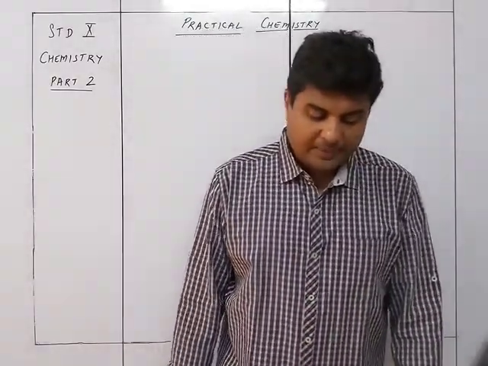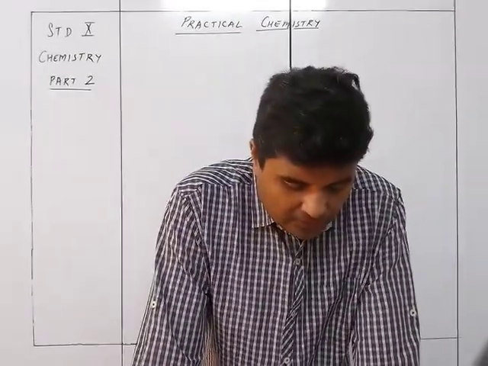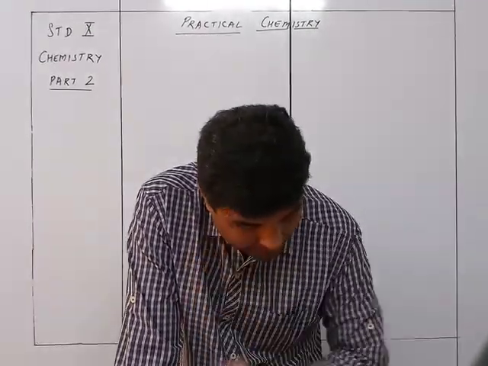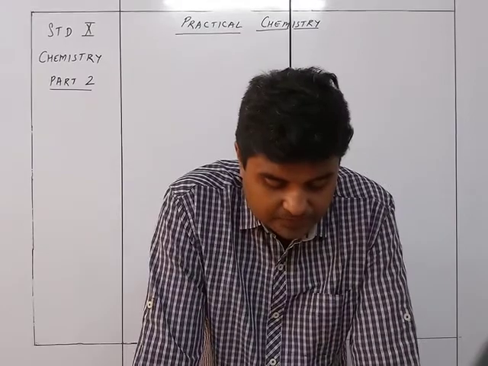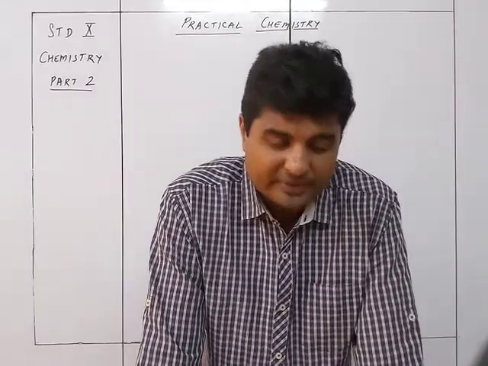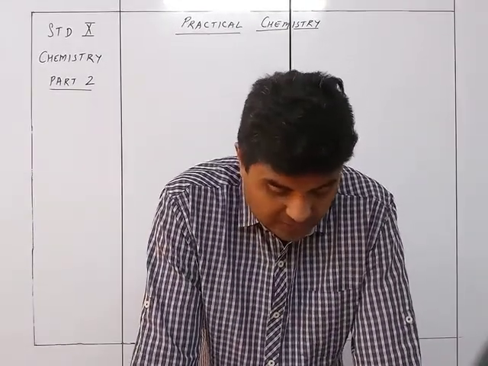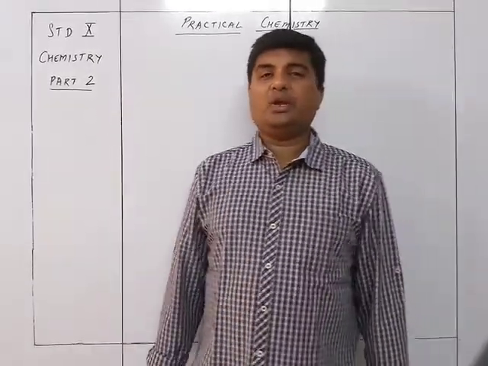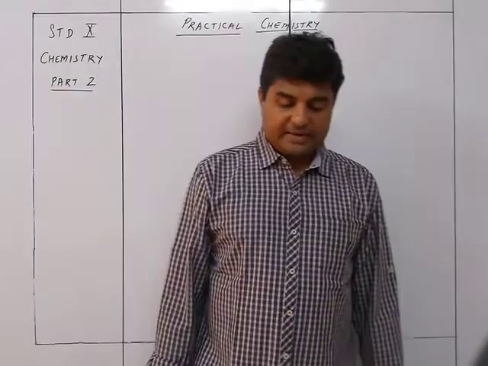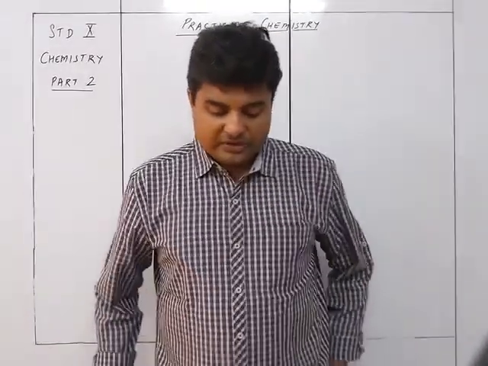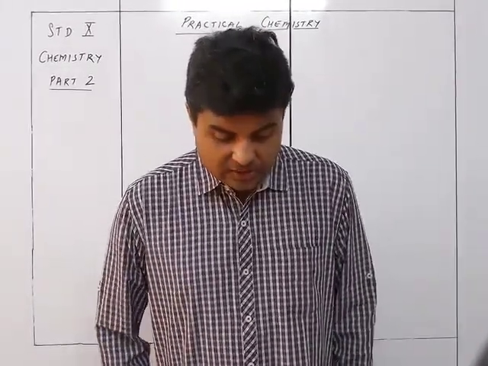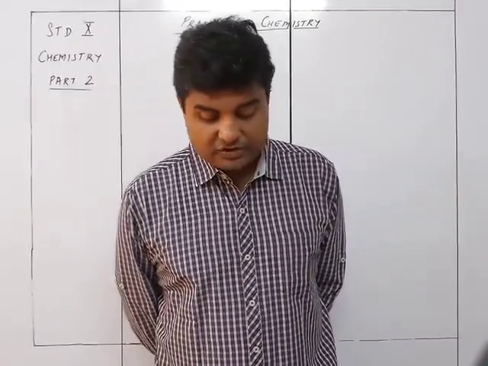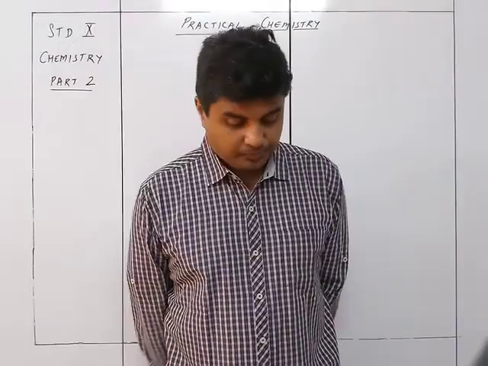So Pb(NO3)2 plus NaOH will give you NaNO3 plus Pb(OH)2, and Pb(OH)2 plus NaOH will give you H2O plus Na2PbO2. Whereas in case of NH4OH, Pb(NO3)2 plus NH4OH will give you NH4NO3 plus Pb(OH)2.